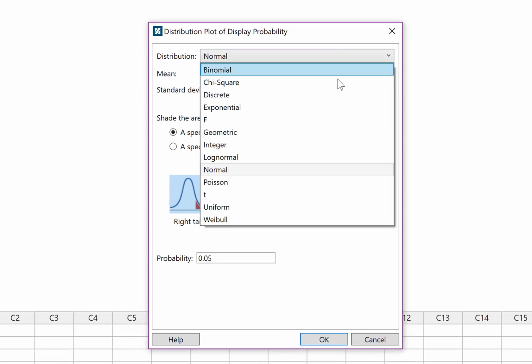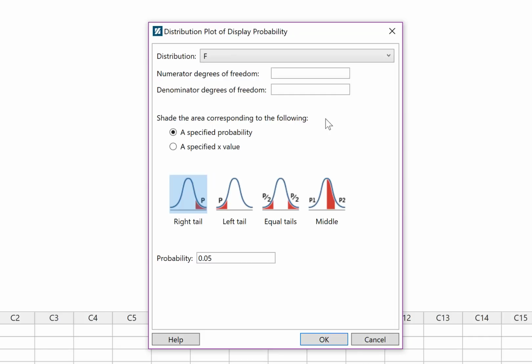When I select F distribution, Minitab Express now asks for the numerator and denominator degrees of freedom. Numerator degrees of freedom is the number of groups minus 1. We had 3 groups and 2 numerator degrees of freedom. Denominator degrees of freedom is equal to the total sample size minus the number of groups. We had 90 participants minus 3 groups for 87 denominator degrees of freedom.